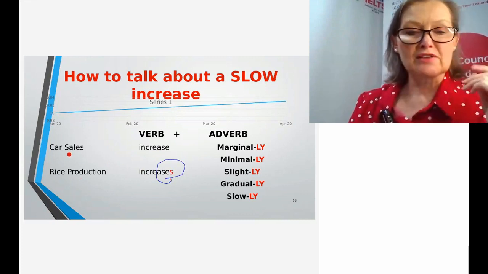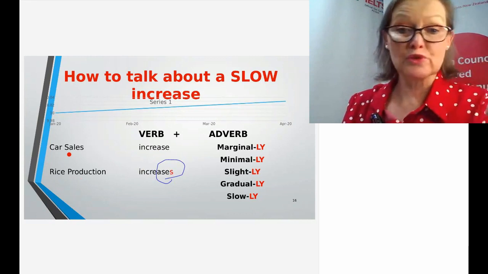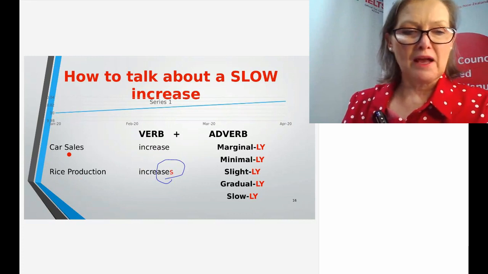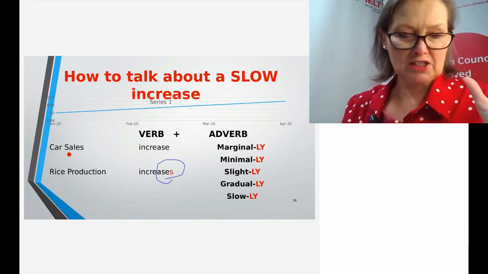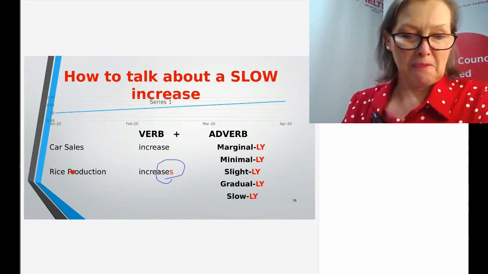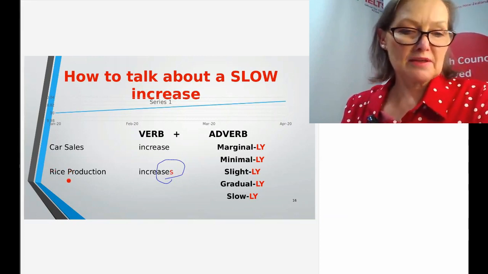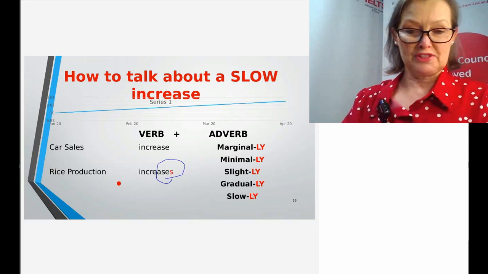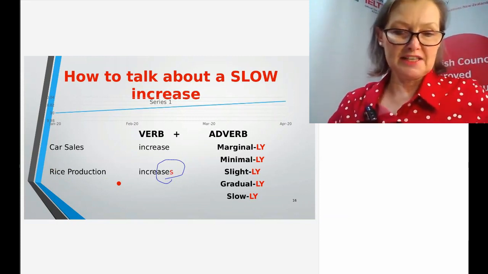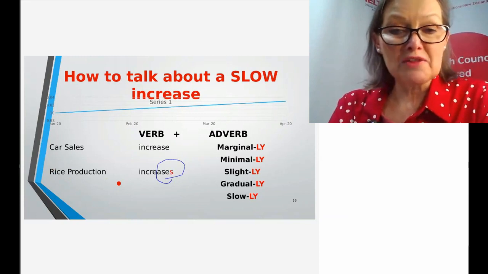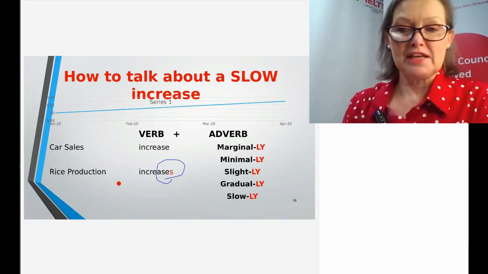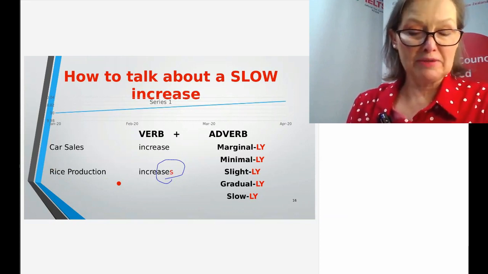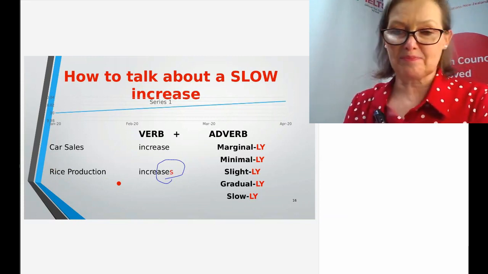Obviously, my car sales, I can count them, so it's countable. 1 sale, 2 sales, 3 sales, so they increase. Rice production, I can't count 1 rice production, 2 rice productions. So here we've got uncountable. And so I could rather say it, production increases, or it increases. So here I need to use my 3rd person singular. Now, the reason I've highlighted these in red is because over the years, this is where I've seen students make mistakes time and time and time again. These are the points of accuracy that you need to sharpen up on, especially if you want that 7.